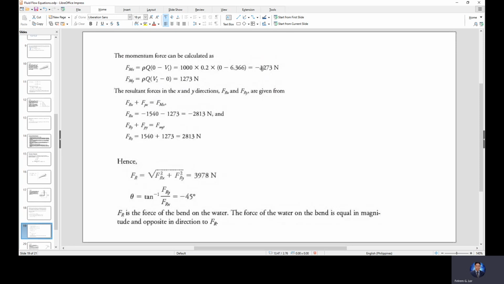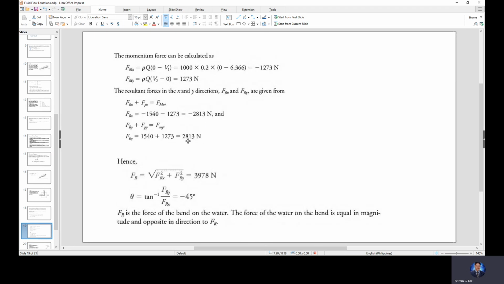So going to the left, then going upward. So we can solve for its resultant. We add the force due to pressure and due to change in momentum. For x, first negative 1540 plus negative 1276, so that's negative 2813. And for y, they are all positive, so positive 1540 plus positive 1273, so 2813.